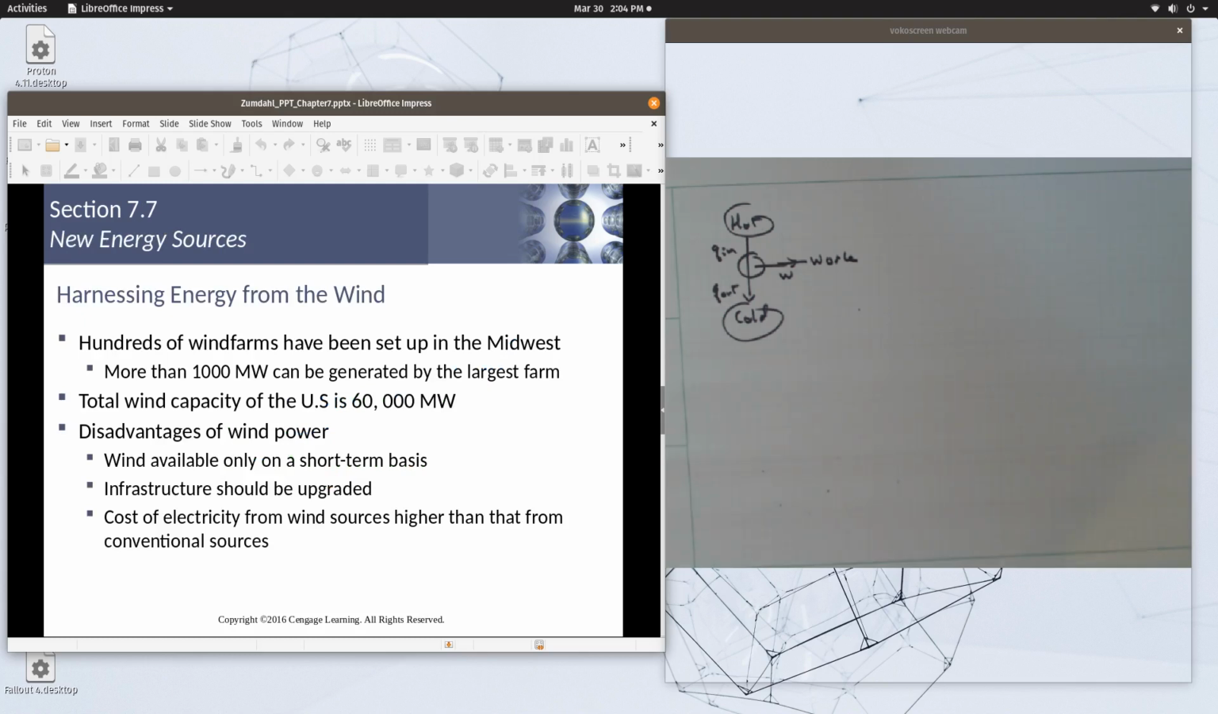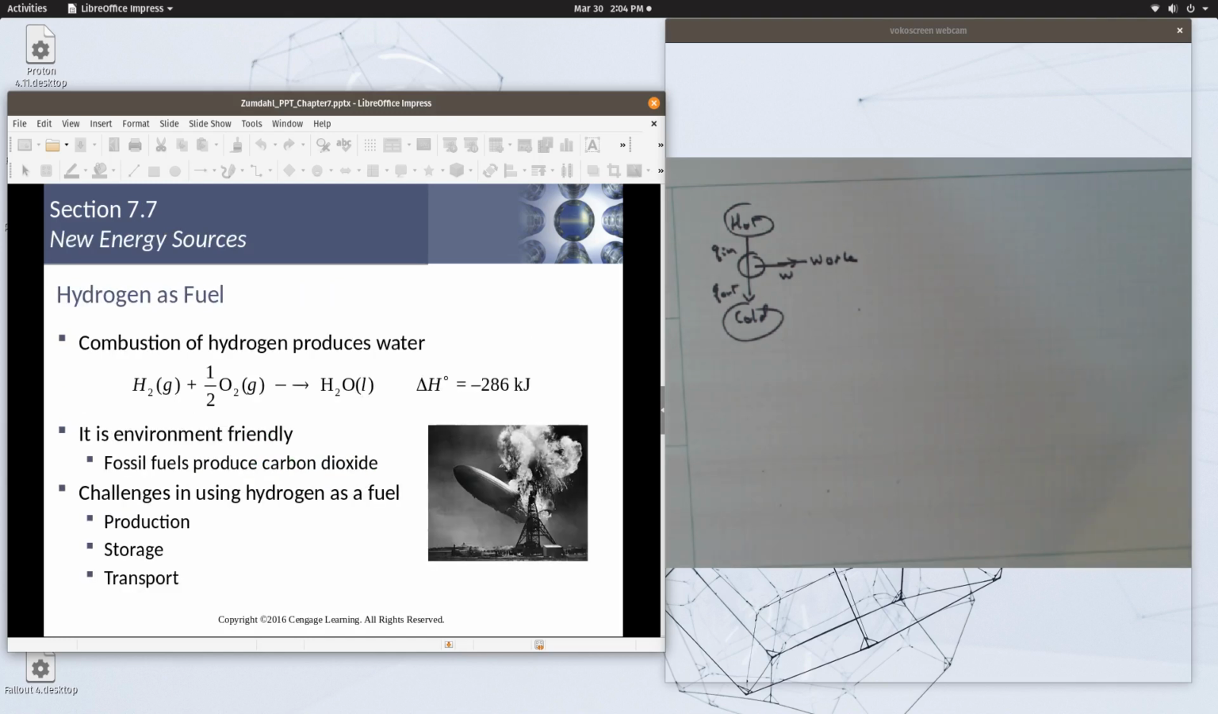You can harness the wind. This is a source of energy, and so on. And of course, you can also look at this as different sources of fuel. Hydrogen to combustion to form water is another source of energy.